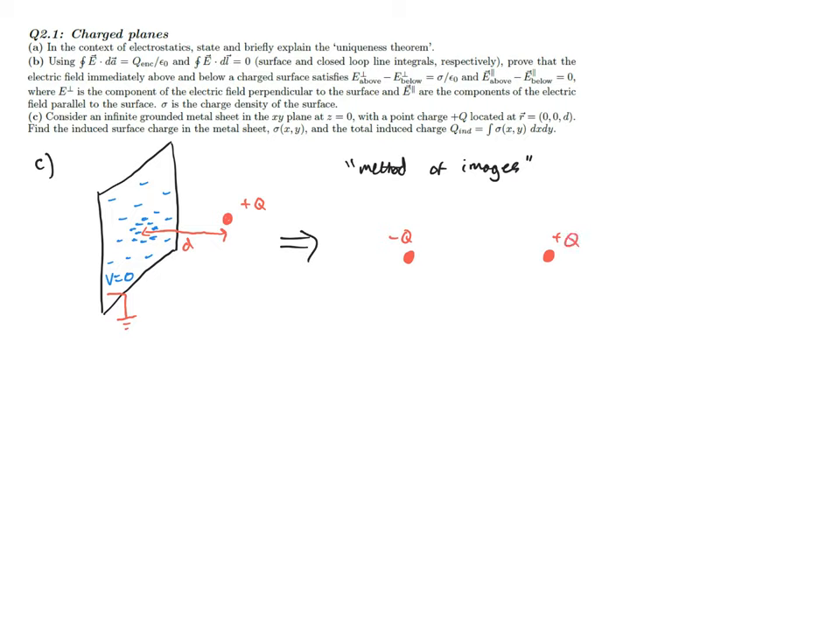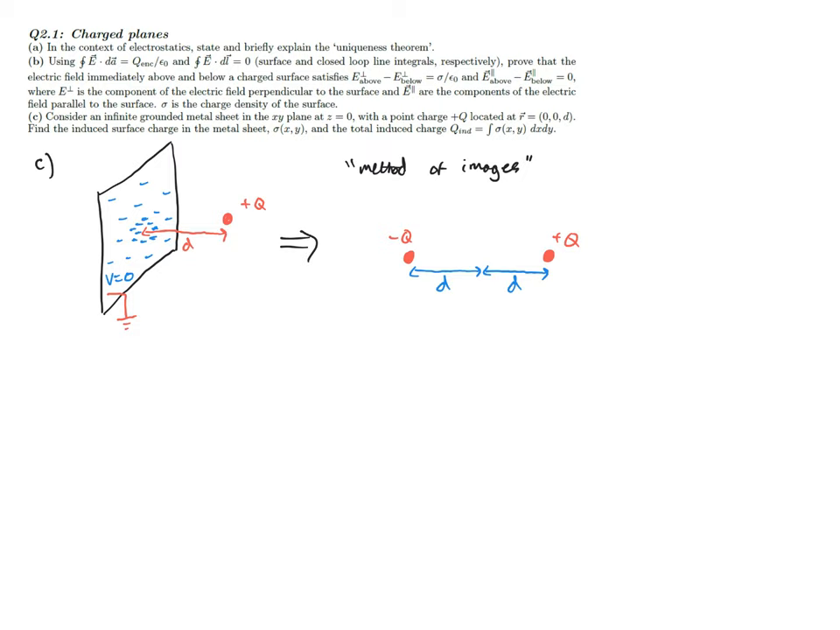And those charges are a distance 2d away from each other. So here's d, here's another d. And that's it. So there's no infinite grounded metal plane. There's just two point charges.